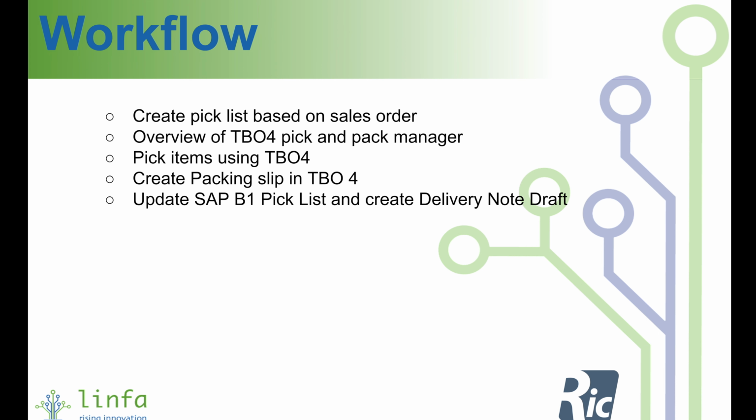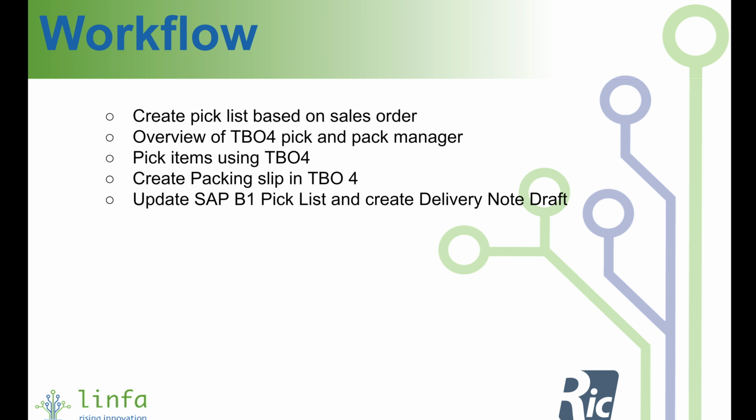The demo today, we're gonna create a pick list based on a sales order. We're gonna have a little bit of an overview of our pick and pack manager replicated in TBO4. We're gonna pick items using TBO4. We're gonna create a packing slip using the clone SSCC function, and then we're gonna see how this will update SAP B1. We'll be updating the pick list, and in this configuration we're going to create a delivery note draft with the SSCC details on the packing slip, standard packing slip of SAP B1.